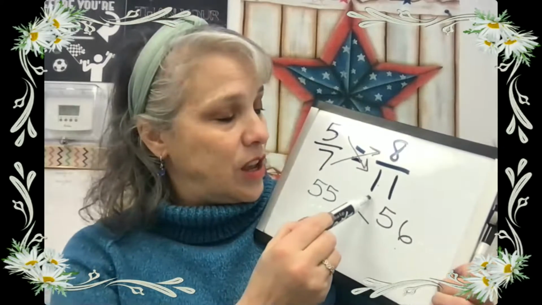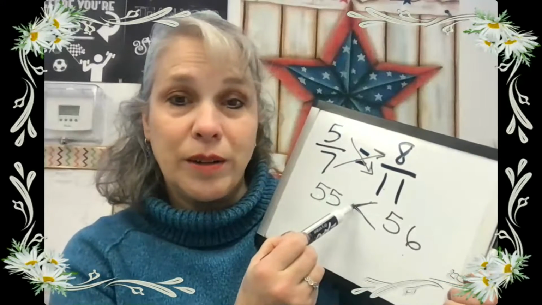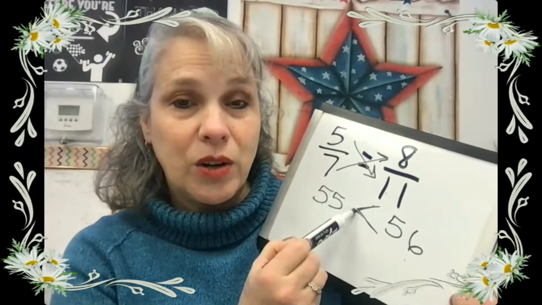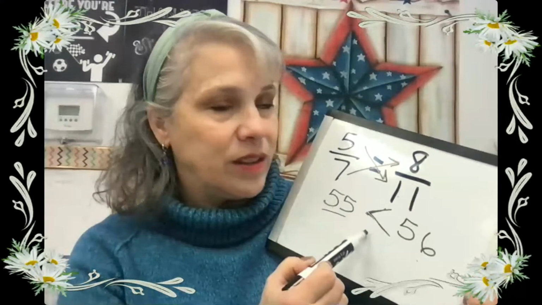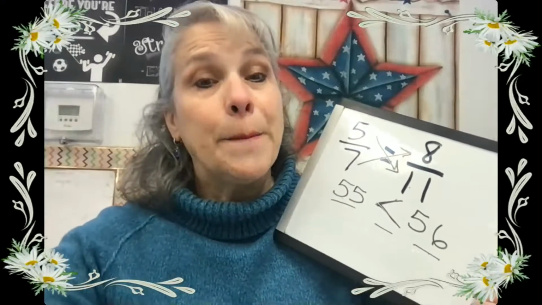So this is the less than symbol, and the smaller part, or the point, goes to the smaller number, okay? So this says 55 is less than 56. So this is called comparing fractions. Okay, let's try another one.